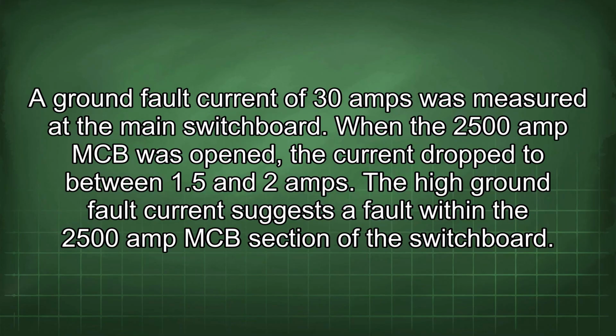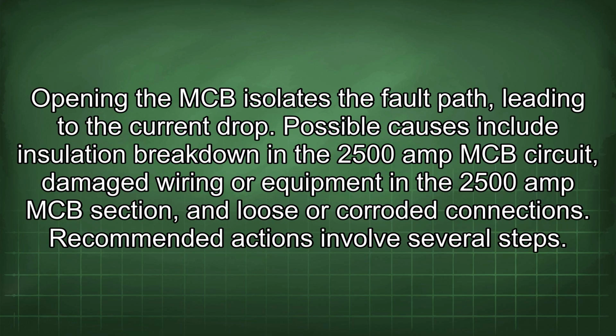A ground fault current of 30 amps was measured at the main switchboard. When the 2500 amp MCB was opened, the current dropped to between 1.5 and 2 amps. The high ground fault current suggests a fault within the 2500 amp MCB section of the switchboard. Opening the MCB isolates the fault path, leading to the current drop.